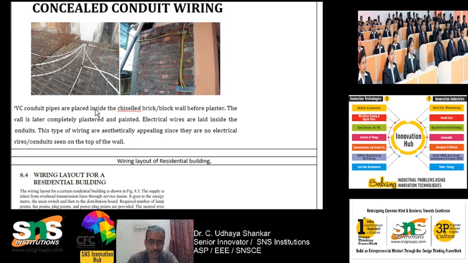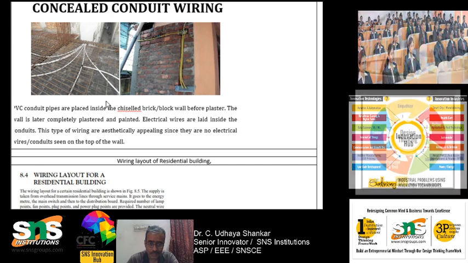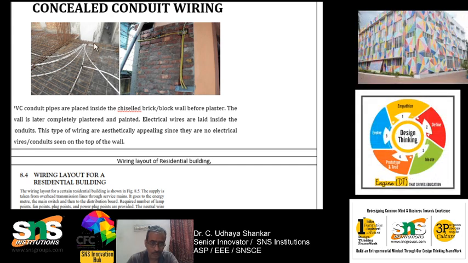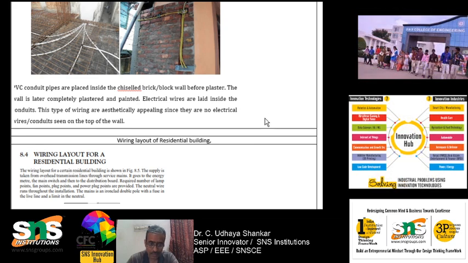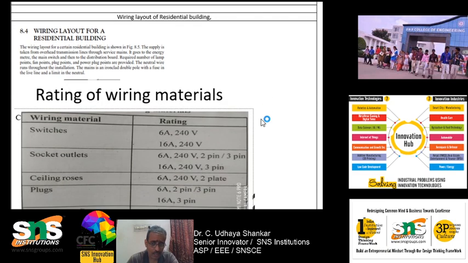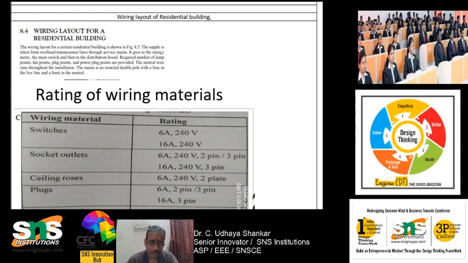And next is concealed conduit wiring. You can see that the wiring is made inside the wall. This is the most frequently adopted type in present day buildings. The conduit pipes are placed inside the brick, and the wall is later completely plastered and then painted. The electric wires are laid inside the conduits, and this type of wiring is aesthetic, since no electrical wires are seen on the top of the wall. This is the main advantage of this.